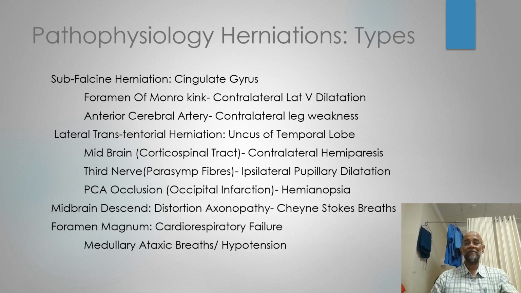The next type of herniation is a midbrain descent, when the pressure is bilateral. And this produces a distortion axonopathy. One of the manifestations is Cheyne-Stokes breathing, along with, of course, loss of consciousness and deep coma. Foramen magnum herniations will result in cardiorespiratory failure. These patients also have ataxic breathing called medullary ataxic breathing, and they have hypotension.